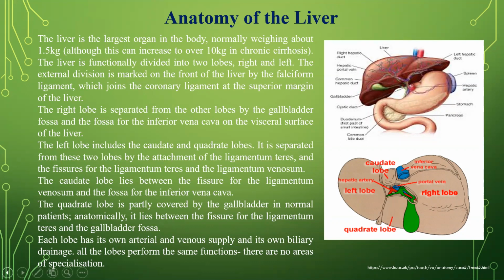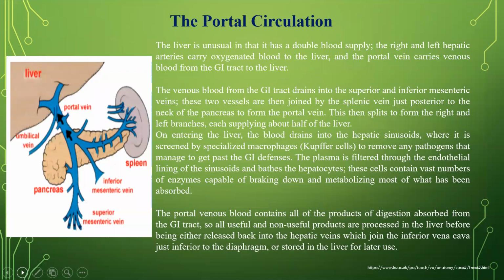Each lobe has its own arterial and venous supply and its own biliary drainage. All the lobes perform the same function. There are no areas of specialization. The liver is unusual in that it has a double blood supply. The right and left hepatic arteries carry oxygenated blood to the liver, and the portal vein carries venous blood from the GI tract to the liver.